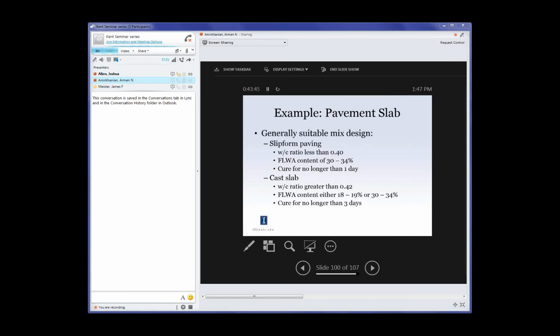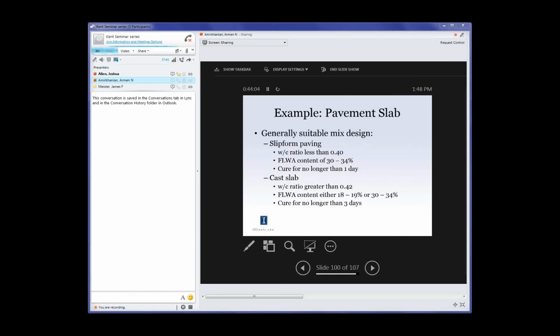But if you're going to cast it and need that extra workability, you're going to have a higher water cement ratio, which changes the other two parameters. So those are just two examples of how this model can help guide the design of a pavement, but not necessarily provide exact values for mixture design.